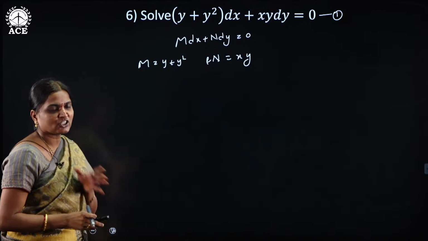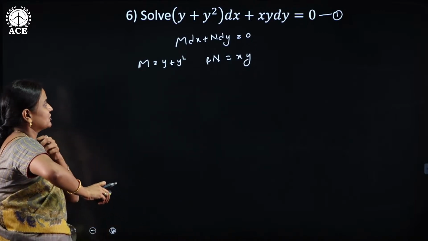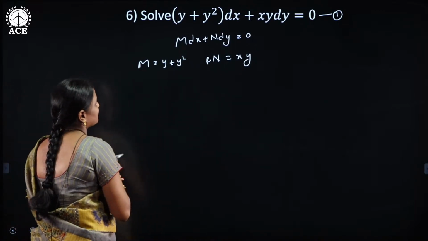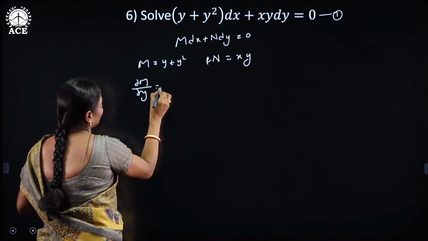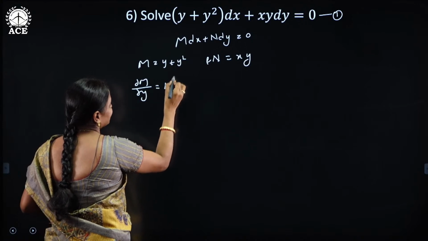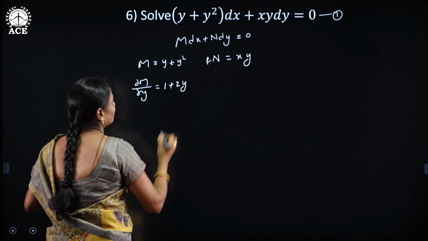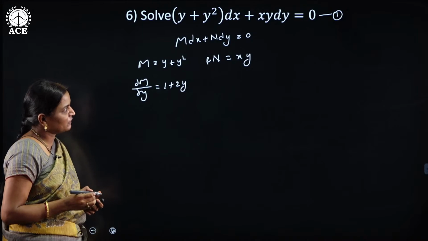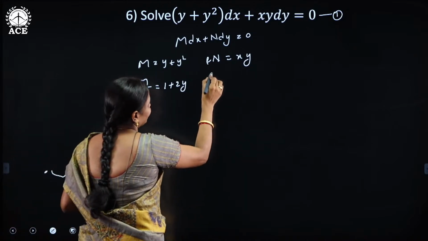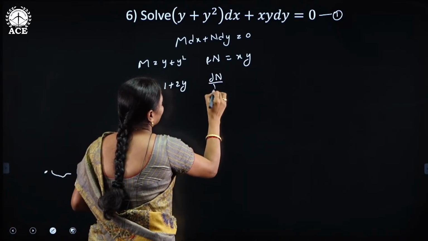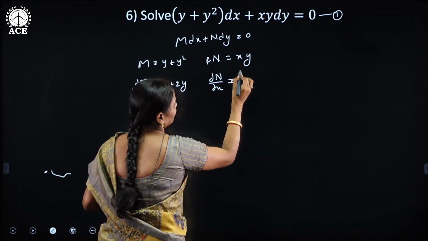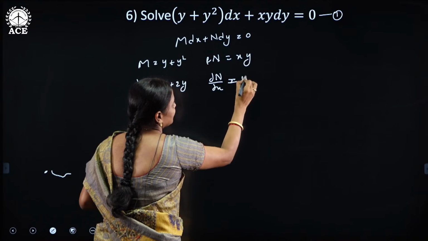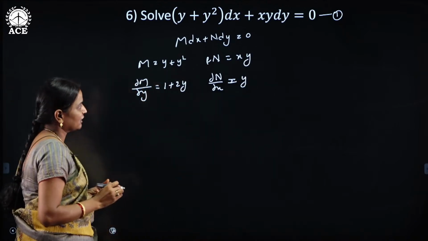To check the condition for exactness, first differentiate m with respect to y. So now dou m by dou y: differentiation of y is 1, plus differentiation of y square is 2y. Here differentiation is performed with respect to y. And what is dou n by dou x? Dou n by dou x is equal to differentiation of x is 1, and its coefficient is y. So dou n by dou x is equal to y.